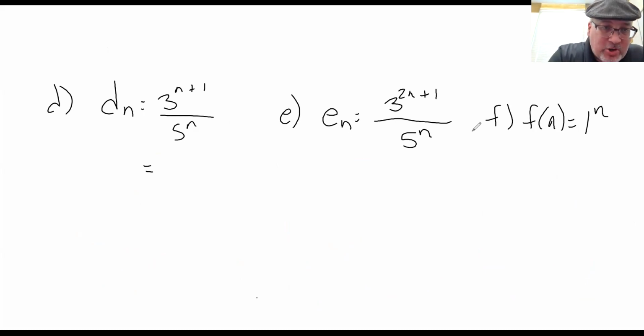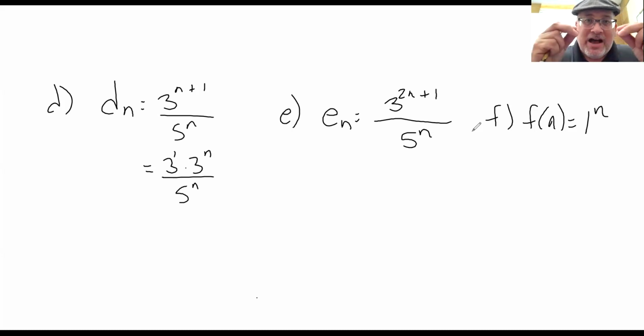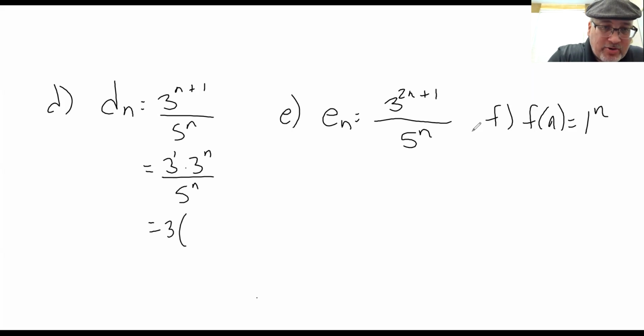Well, first, let's start by peeling off a 3 from the numerator, writing it as 3 times 3 to the n, which is perfectly allowed because if I were to put the power of 1 back there and put them back together, I would add the exponents to be n plus 1. I'm just taking them back apart. Now, why do I want to do that? So that I can merge the 3 and the 5 together with a single power.